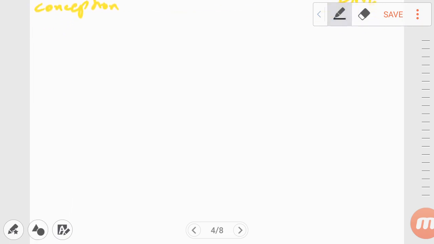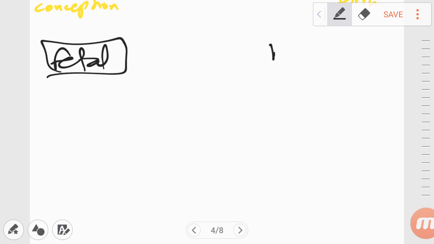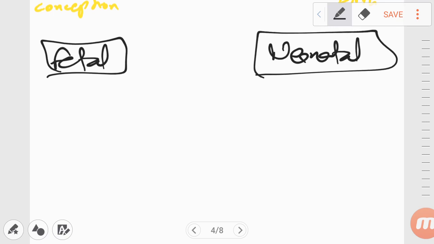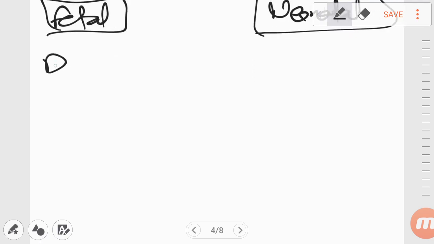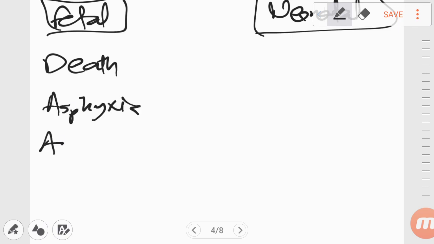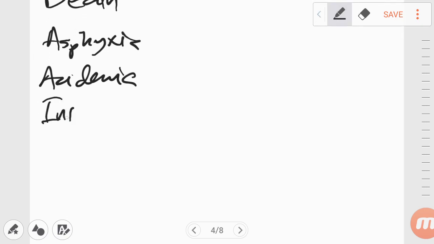It's because it causes complications during the fetal period, and it causes complications during the neonatal period, which is once the baby is born. So in the fetal period, the complications which can result are, first of all, death. Second, asphyxia. Third, acidemia. And lastly, intolerance to labor, which means that during the stress of delivery, the fetus will not be able to tolerate that, and he might actually die.